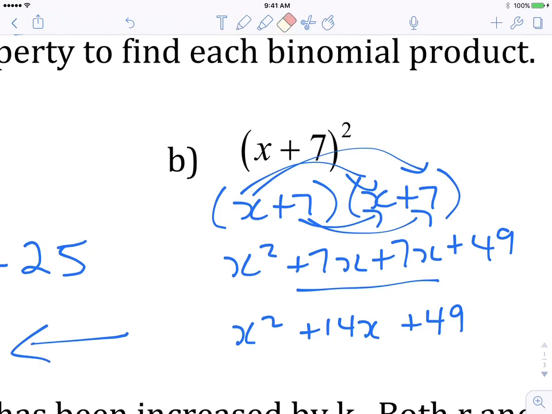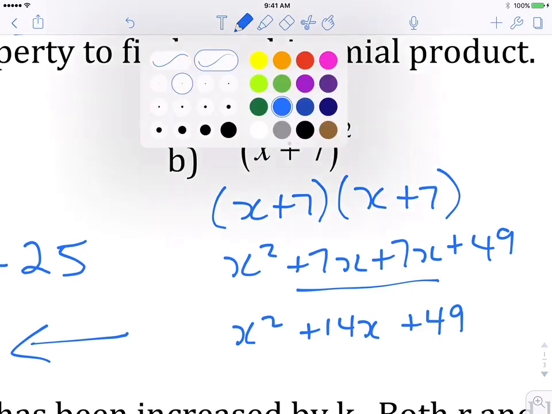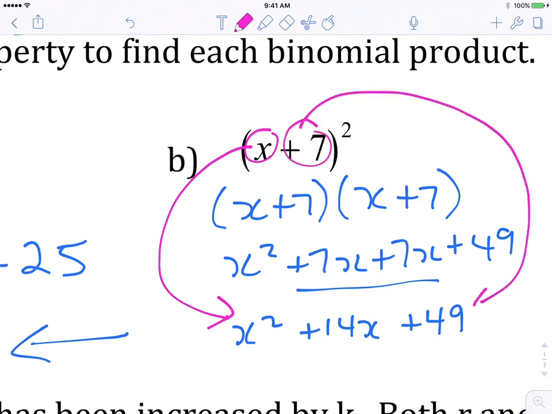Now there's a little trick. So I'm going to erase this and show you something again. There's a little trick with this that may help you. When you are multiplying something by itself, you can square the first term. You'll notice that the first term squared, because I'm applying the square to it, ends up being x squared, right? The last term is a positive 7, and the positive 7 squared gets us our 49.